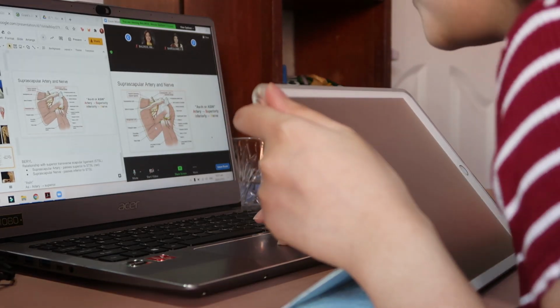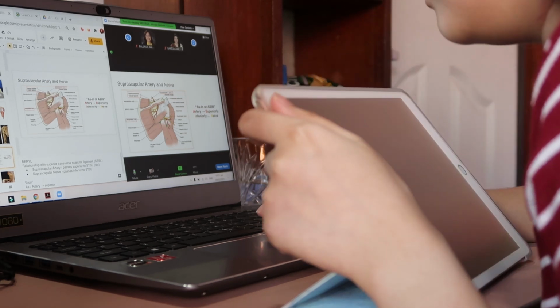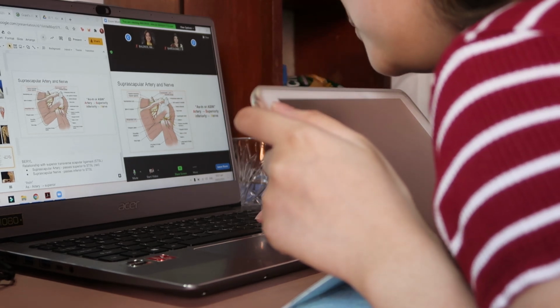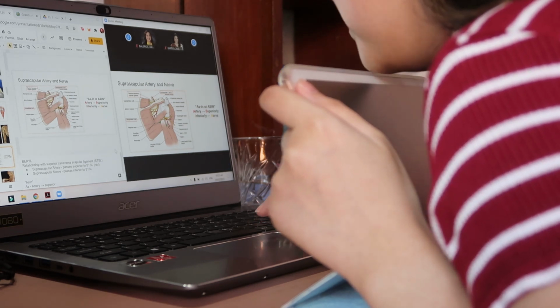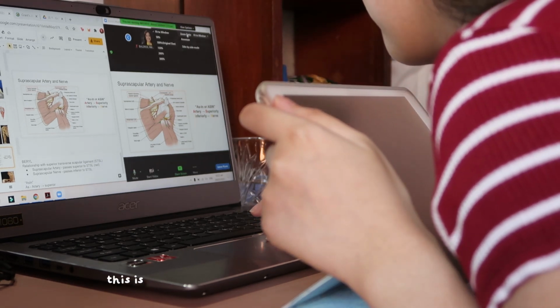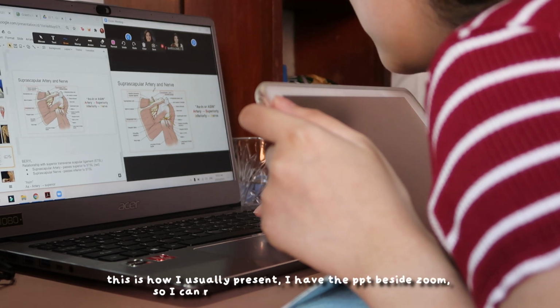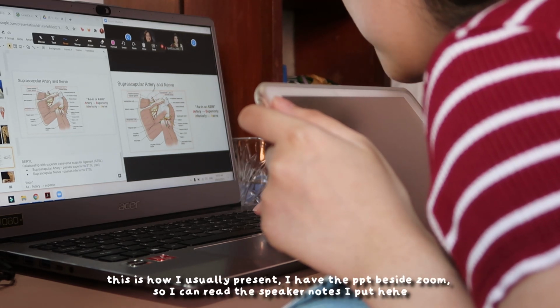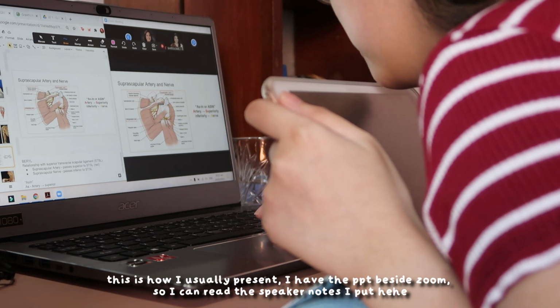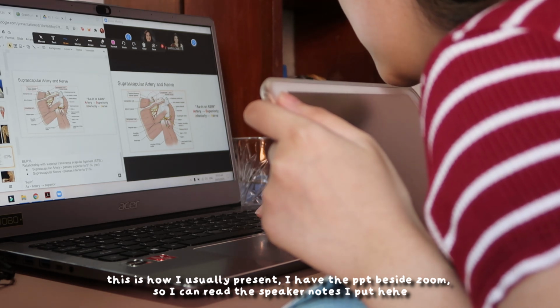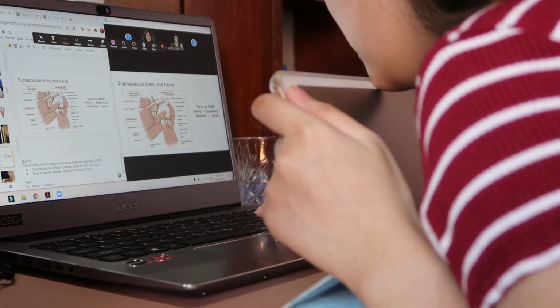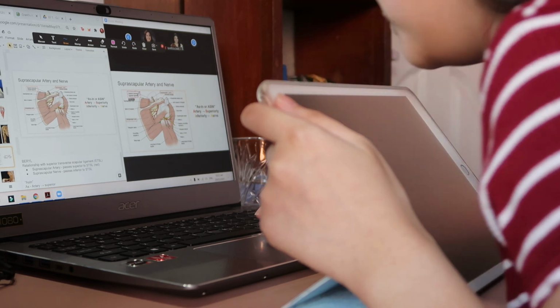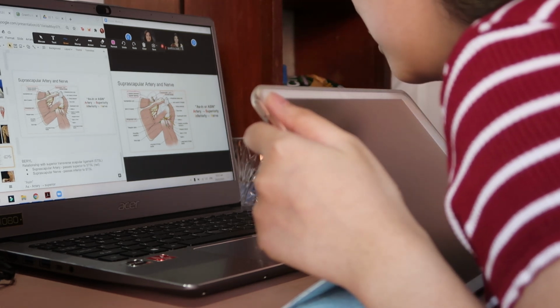Okay, so for the suprascapular artery and nerve, I think yung important dito is to know the relationship with the superior transverse scapular ligament. So ito yung suprascapular artery and nerve. So yung yellow is yung nerve and then yung red is yung artery. And then ito naman yung superior transverse scapular ligament.